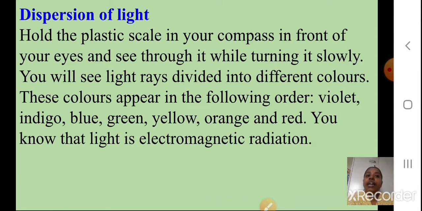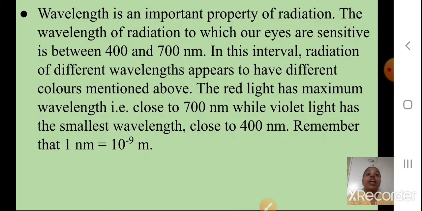You know that light is an electromagnetic radiation. Remember, students, light is an electromagnetic radiation. Now the next part: wavelength is an important property of radiation. The wavelength of radiation to which our eyes are sensitive, that means what you can see, is between 400 and 700 nanometer. Nanometer is a unit of wavelength. In this interval, radiation of different wavelengths appears to have the different colors mentioned above.